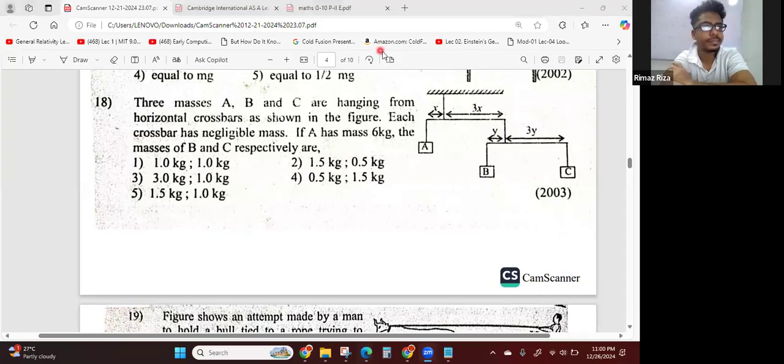Three masses A, B, C are hanging from horizontal crossbars as shown in the figure. Each crossbar has negligible mass. If A has mass 6 kilogram, the mass of B and C respectively is what?